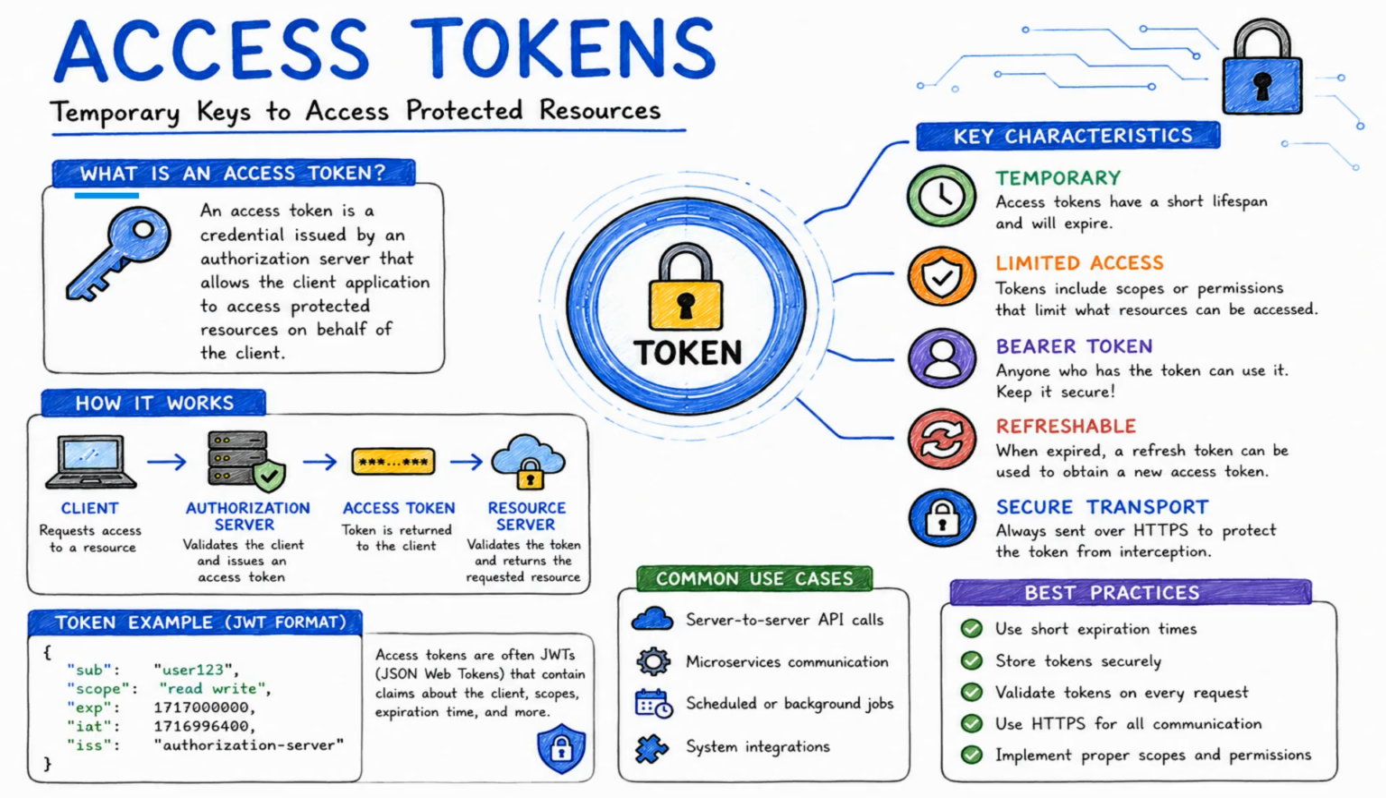On the right are the main characteristics of access tokens, including their limited lifetime, defined permissions, secure transmission over HTTPS, and the use of refresh tokens when they expire. The bottom section highlights common use cases and best practices for securely protecting APIs and sensitive data.